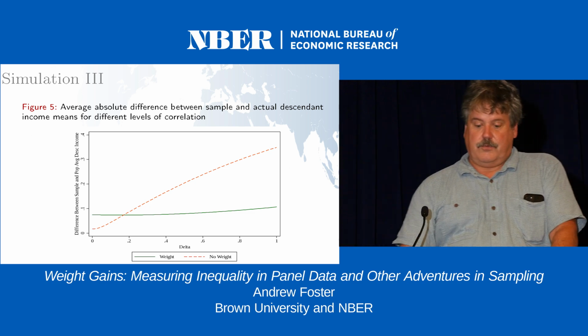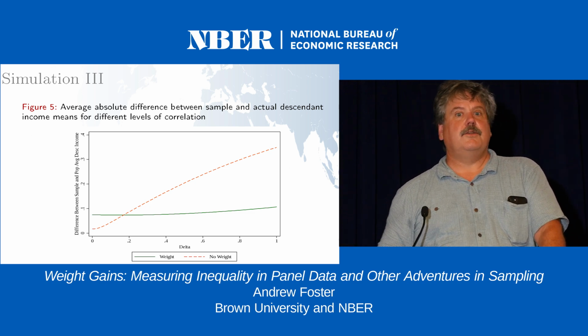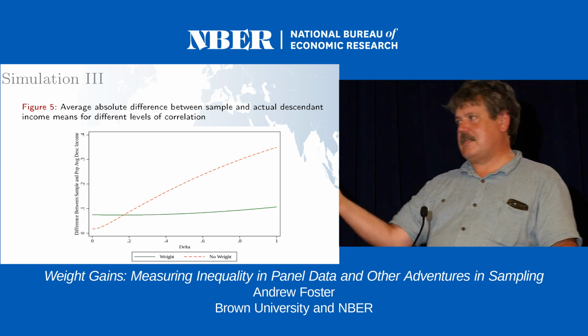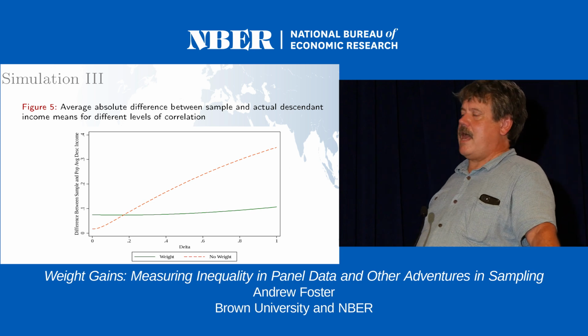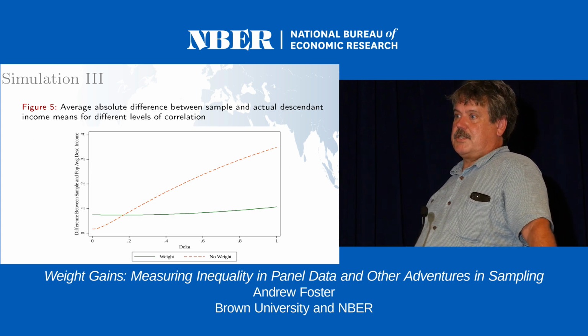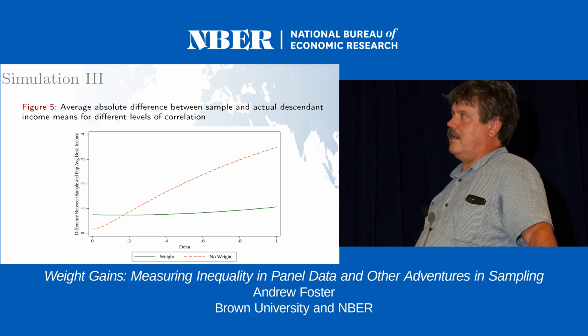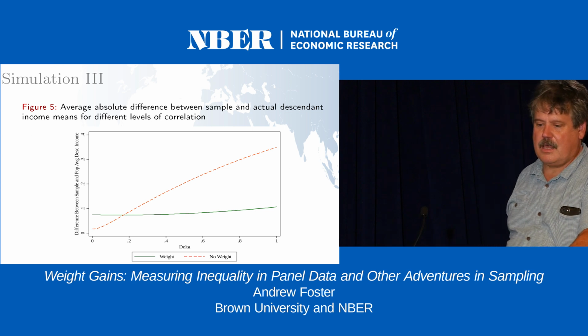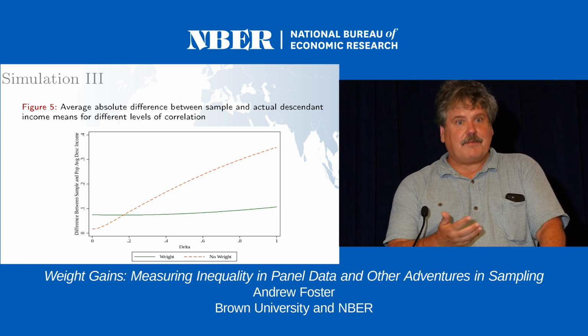The red curve is if you use no weights, you just do what you might normally do, which is find all the descendants we have and calculate their income and use that. That works great if delta is very small, so there's no correlation between sampling probability and income, but it gets really bad if there's a high correlation. So, here's the graph, which gives us some sense.